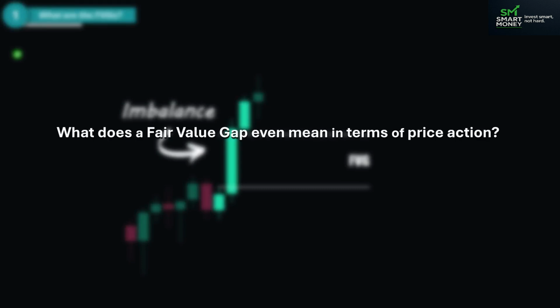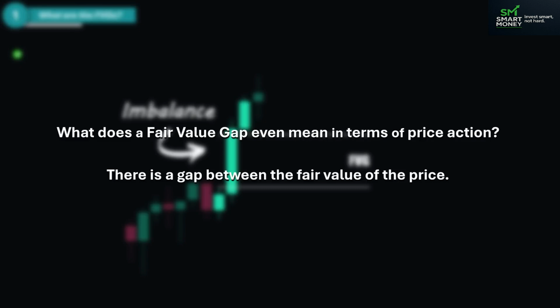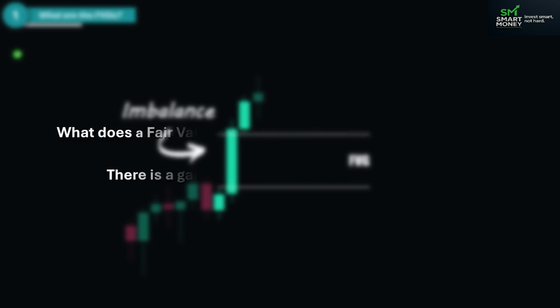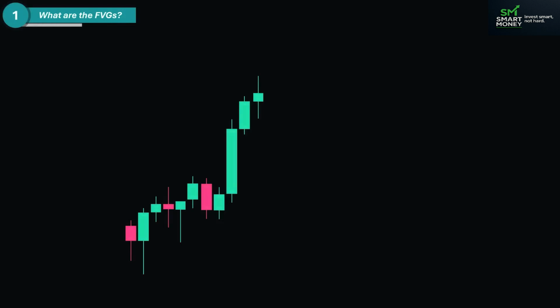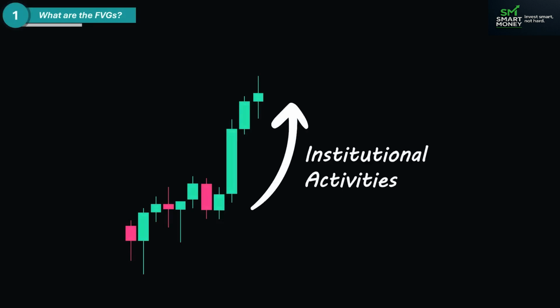Now, what does the fair value gap even mean in terms of price action? As the name suggests, it simply means that there is a gap between the fair value of the price. The massive buying pressure has caused this aggressive movement, likely due to institutional activities, and now the price is inefficient.